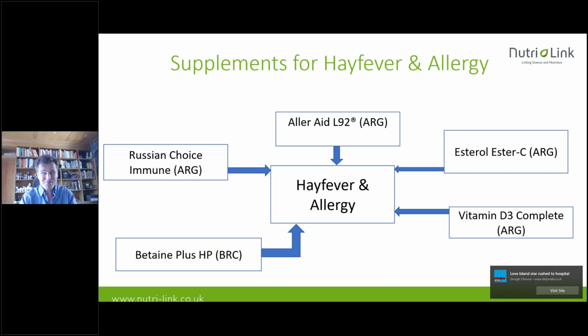Here's another one. So the next slide shows another choice of supplements. You've got the Russian Choice Immune for its activity on immune modulation in the gut, Allergies L92 for its multiple effects. The esterol ester could be something you choose as a natural antihistamine. Remember, it does have quercetin, rutin, and some grapeseed extract in it as well. And vitamin D3 complete contains vitamins A, D, E, and K, vital for the gut lining and mucosal immunity. In this instance, I've chosen betaine plus HP. So you can see how you can mix and match different supplements for different people, and that really is your clinical skill.